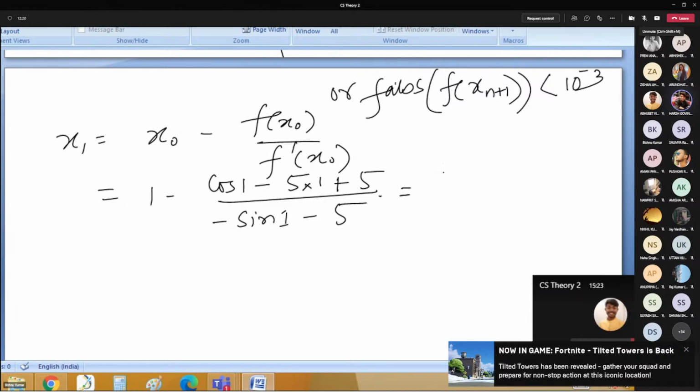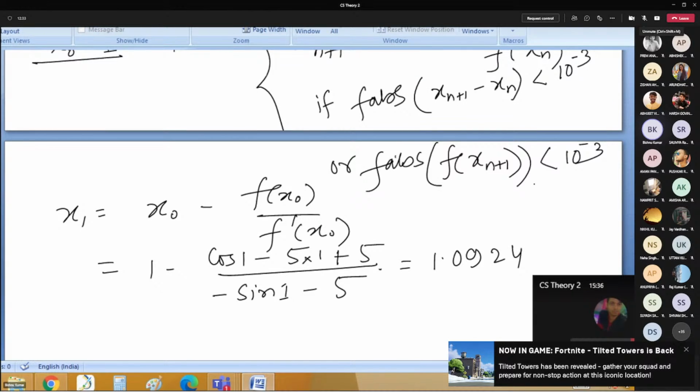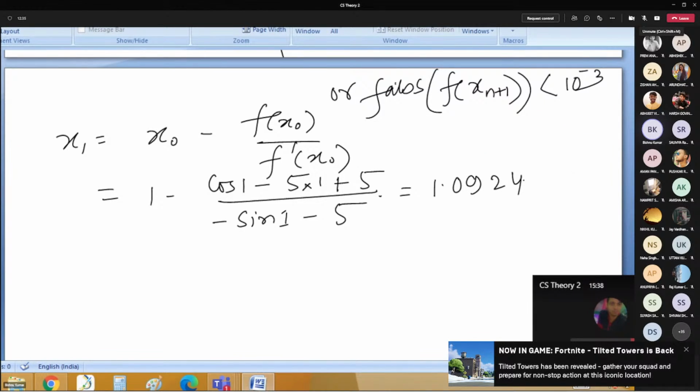Tell me the value. Sir, it is 1.0924. It's okay, no problem. That is your x1. At least 3 or 4 decimal places you should write. Up to 4 decimal places you just write. That is x1.